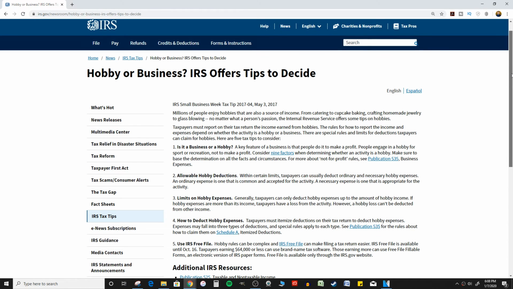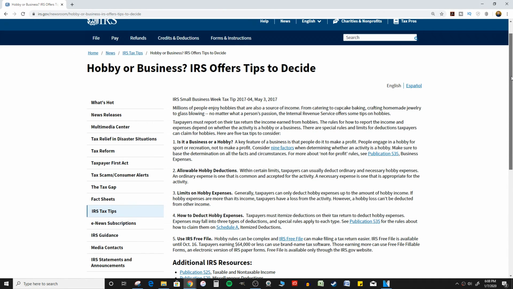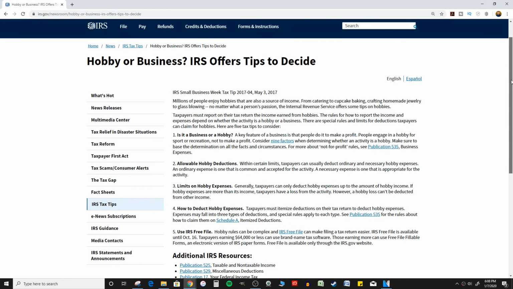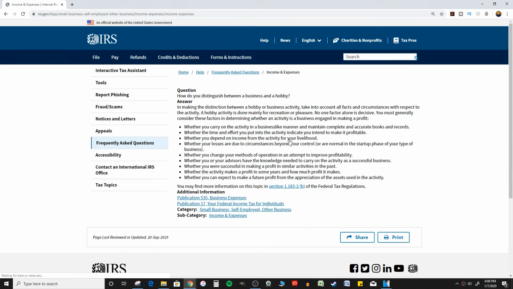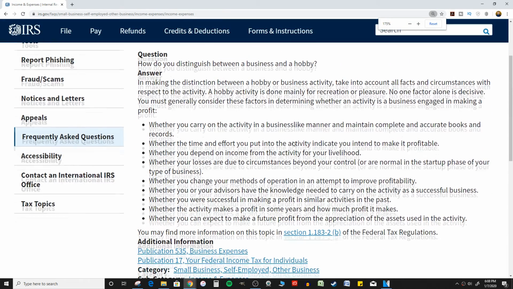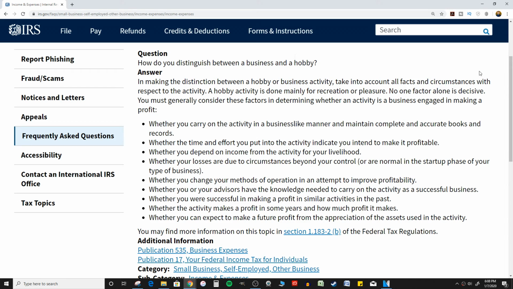If you keep showing losses year after year after year, what the IRS can do if they audit you is look at your books and records, and it's very important you keep good books and records. They can look at your business and say, well, Mr. Smith, I think your business is not a business. I think it's just a hobby, and you have no real profit motive. And because of that, we're going to disallow all those previous years of deductions you took, and we're now going to make you pay income tax on that.